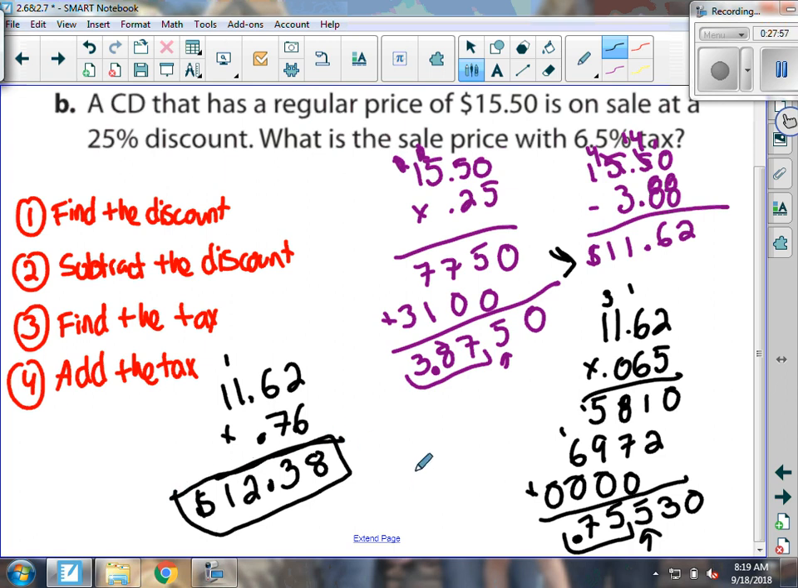Yes, there are a lot of steps to these, so please be very careful to make sure you cover everything. If you need to make a list of what you need to do so you don't forget anything, please do that. So we found the discount. We subtracted the discount. So here's the first one, here's the second one. We found the tax. And then over here we added the tax. So make sure that you complete all of those steps, please.